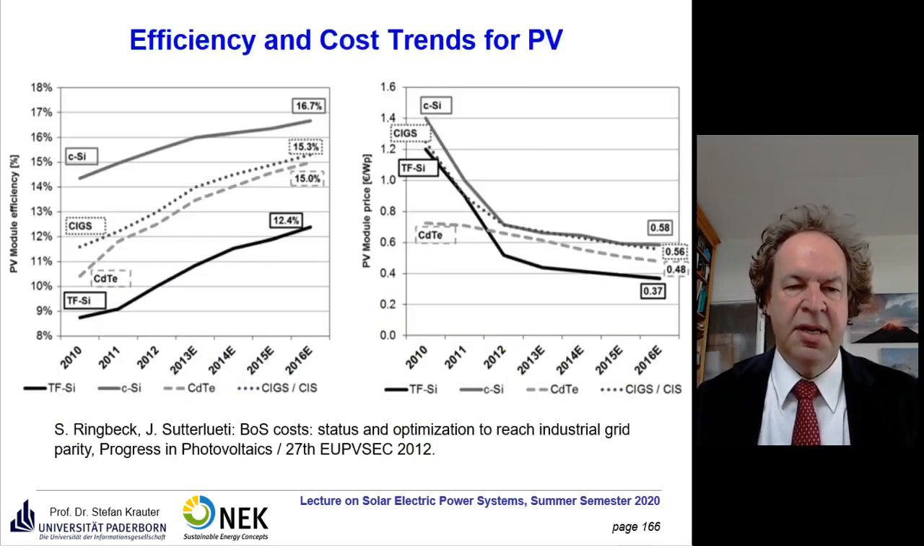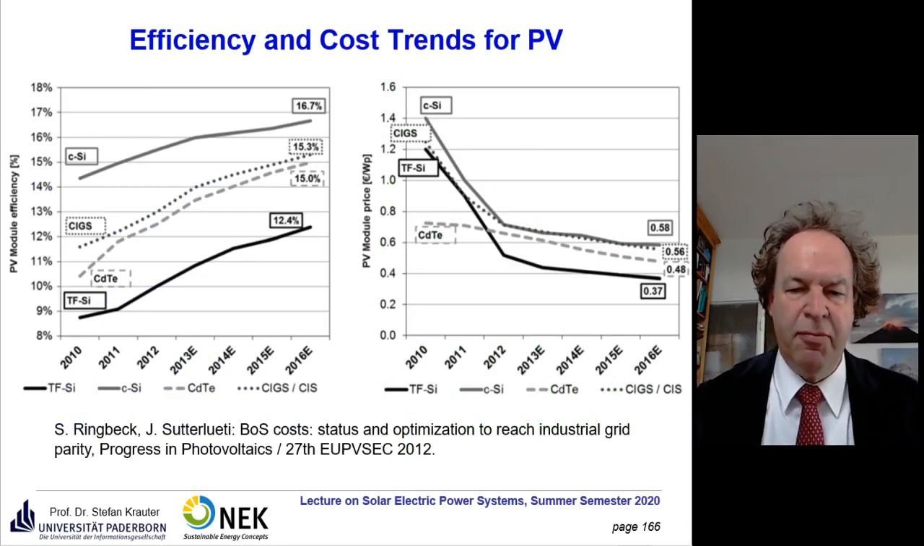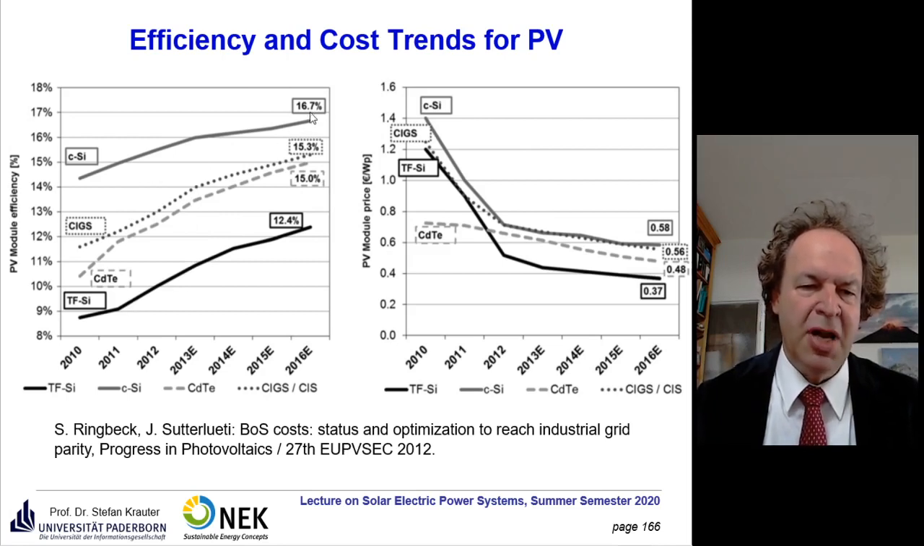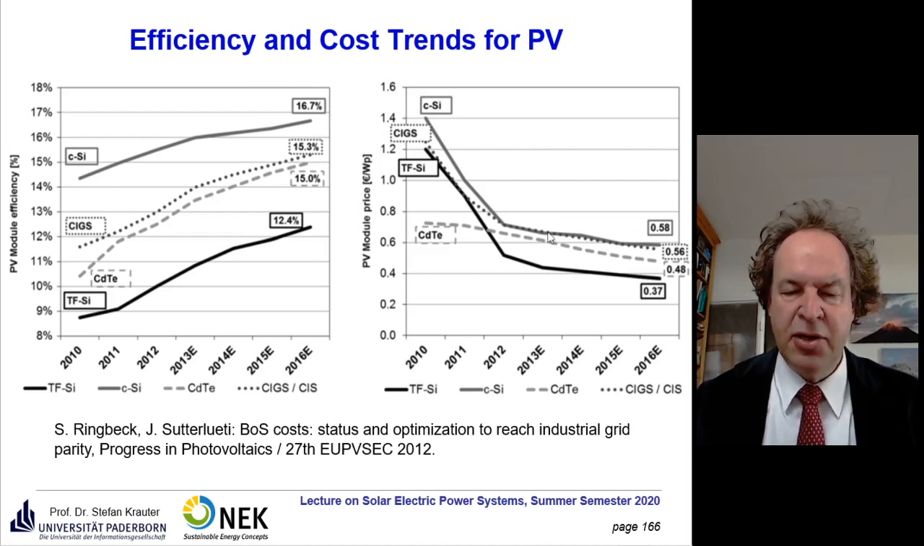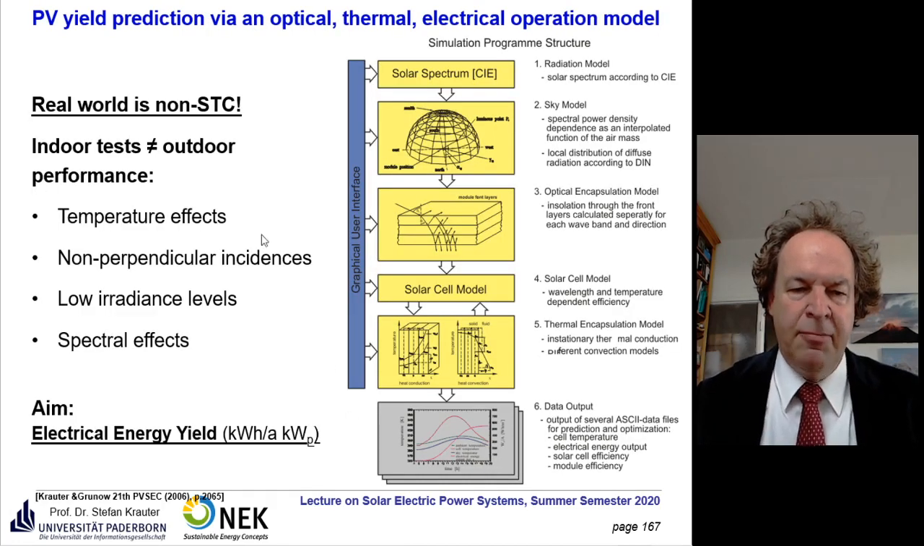So this is some efficiency and cost trends for PV. This is not completely new, but you see here just the efficiency goes up. As I told you, nowadays we have for crystalline in the vicinity of 20%, and the costs are going down. So both ways are a very good development. What has to be considered, I mentioned already.